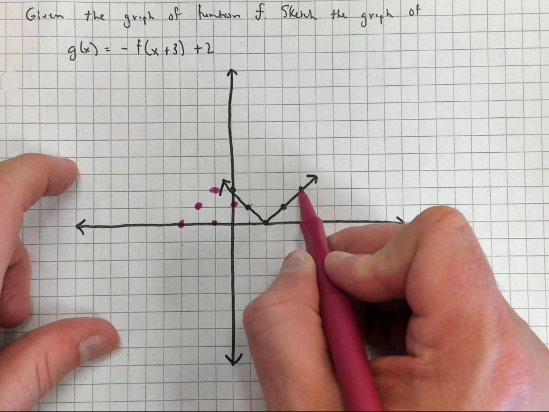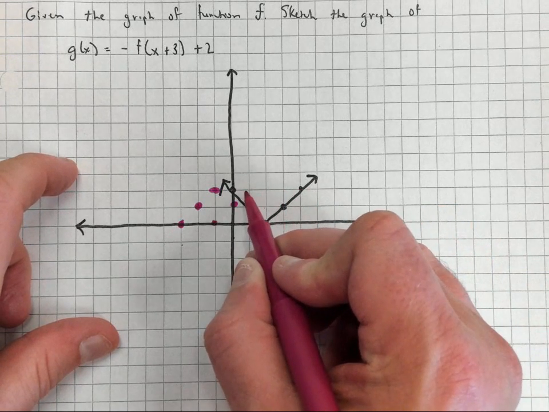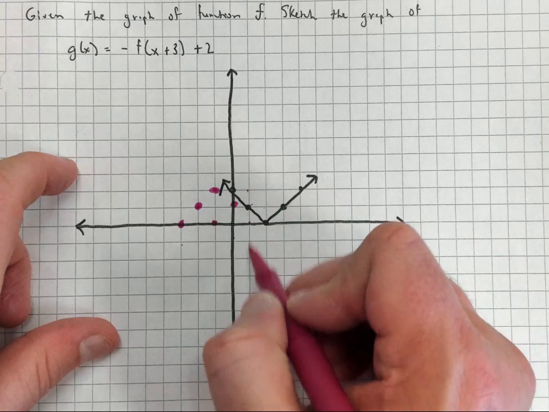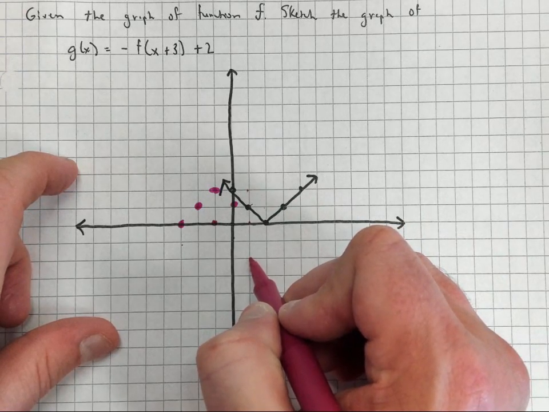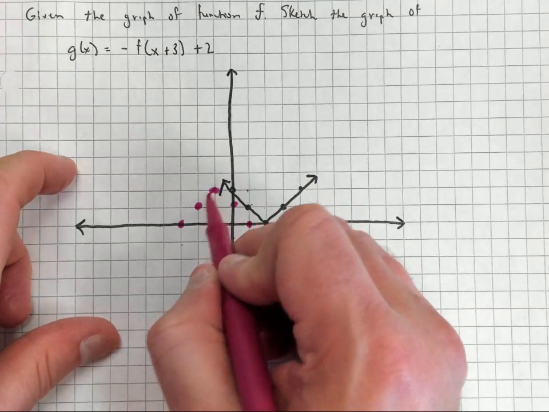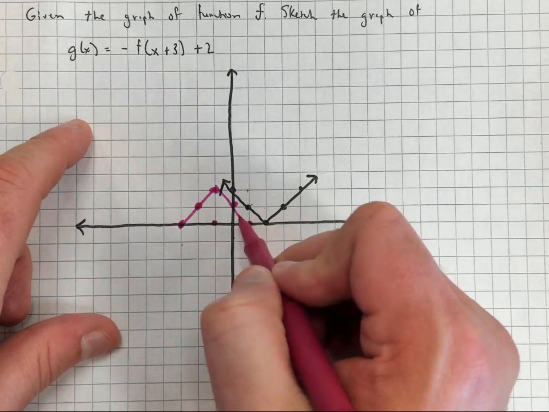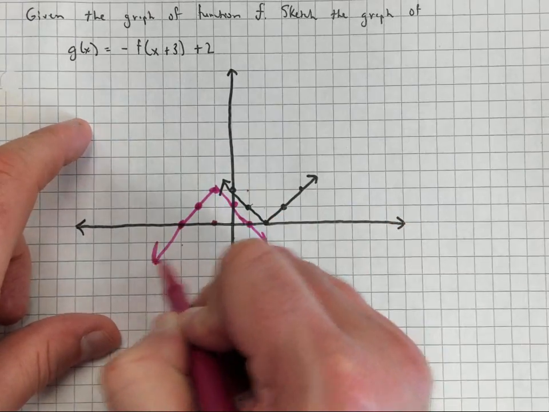Here, move it left 3. 1, 2, 3. It is 2 away. 2 away here. Move it up 2. 1, 2. So my new picture is that right there.